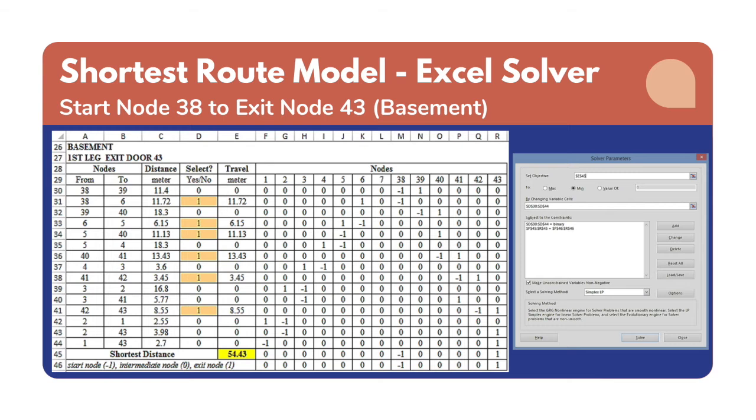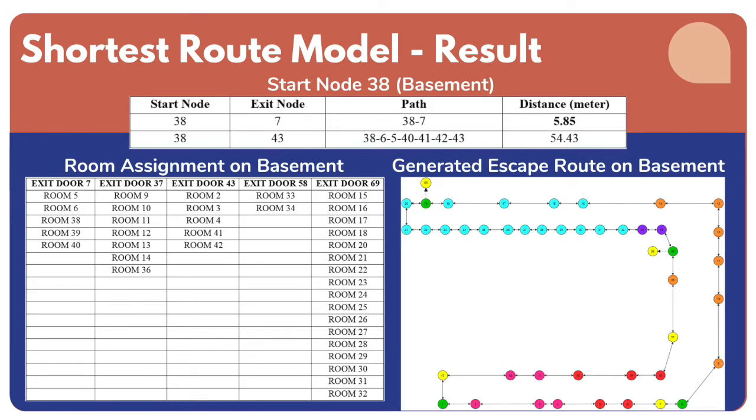The third sample spreadsheet solution and solver parameters are shown in this slide, where room 38 is going to exit door 43 located at the basement. So the next slide shows the results obtained from the previous spreadsheet solution. Then, as you can observe, the escape route was created with the same color representation from the first floor, which just added green colored nodes for the exit stairs.